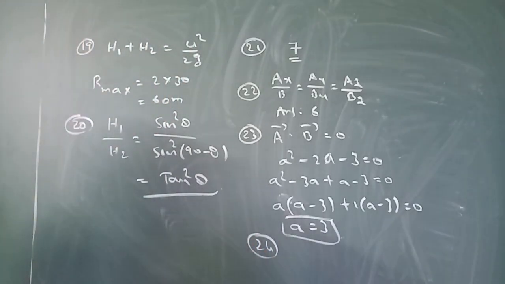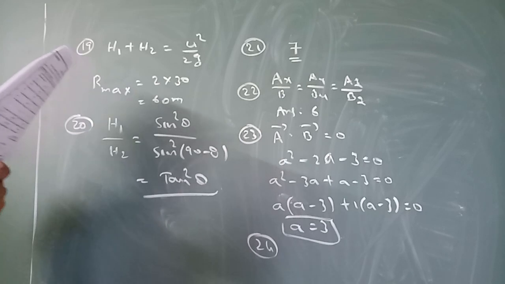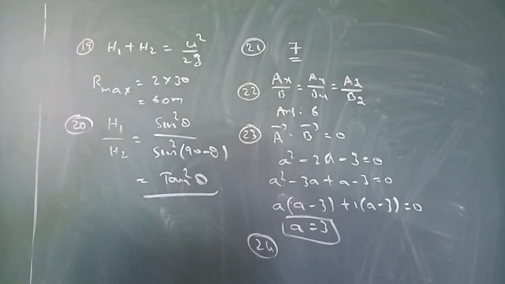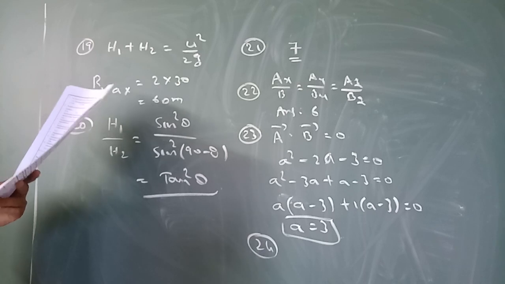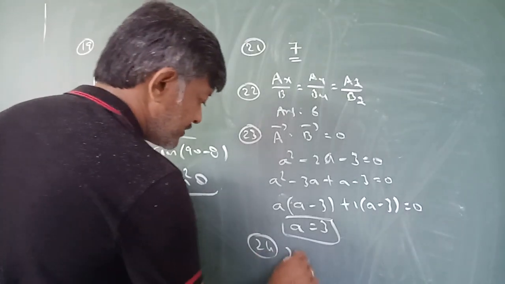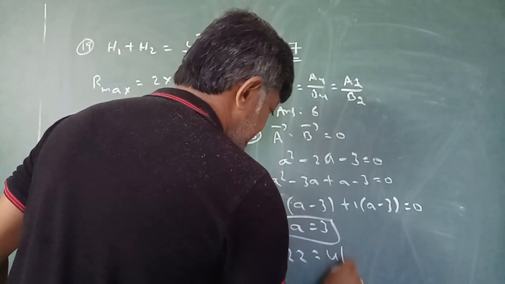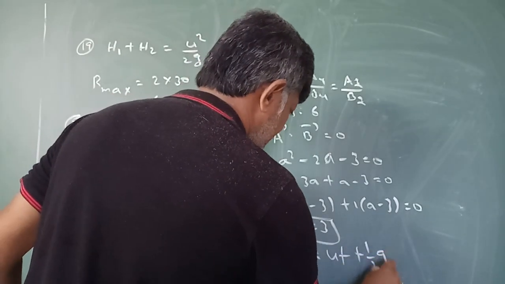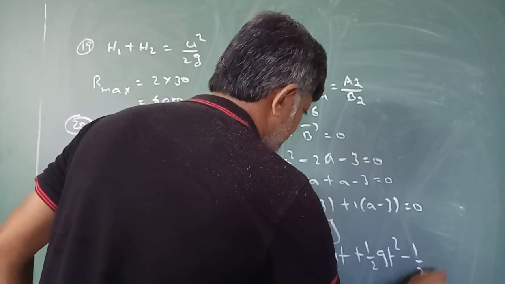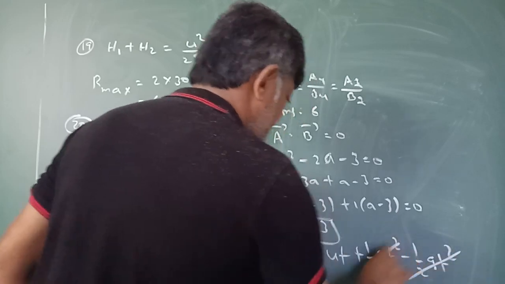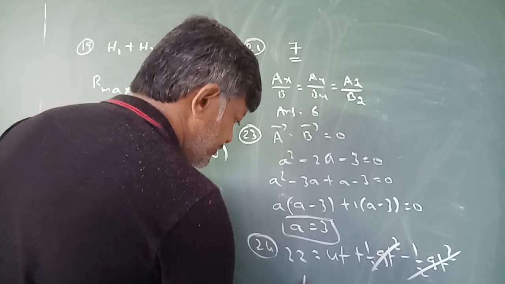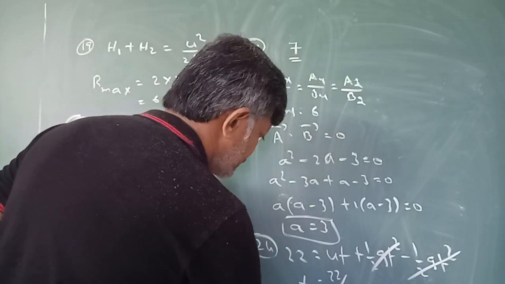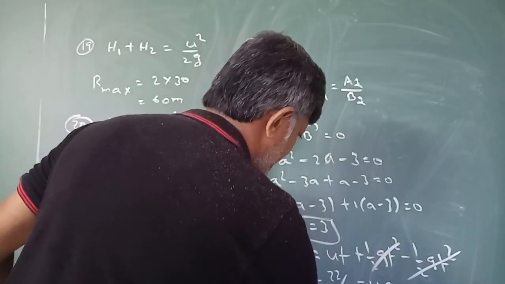24 is, a stone is dropped freely while another stone is thrown vertically downward with an initial velocity from the same point simultaneously. The time required by them to have a separation. Separation is equal to ut plus half gt square for the second one, minus half gt square for the first one. Therefore substitute the u value, u is 2. Therefore t is equal to 22 by 2, that is equal to 11 seconds.